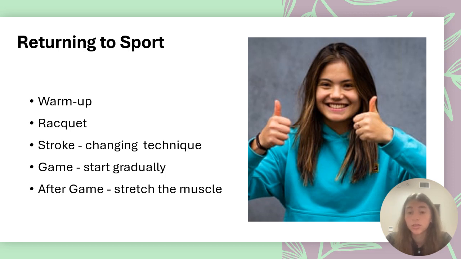Racket. You need a racket with less weight and less string tension. Stroke: in tennis, the backhand stroke puts the most force on the outside of the elbow, especially if the wrist is used. So a two-handed backhand stroke tends to be easier on the elbow.